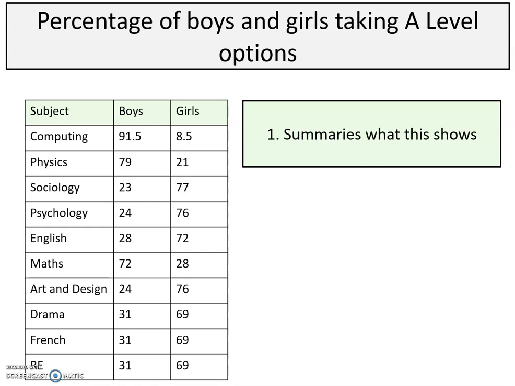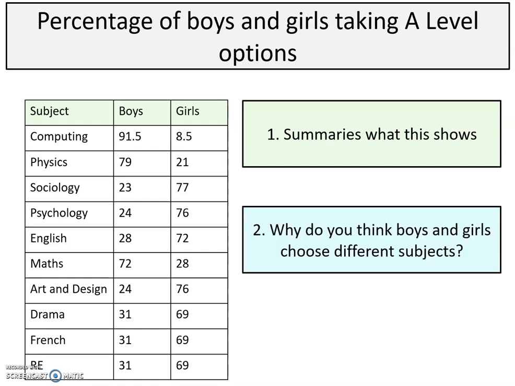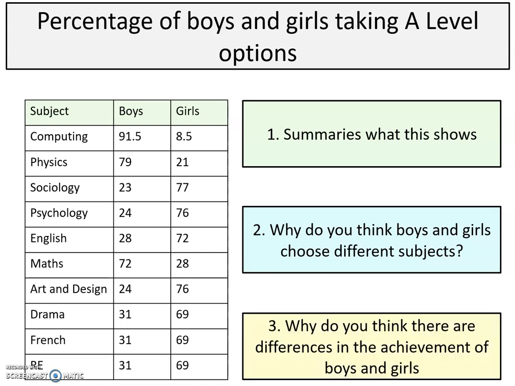In your own words, what I'd like you to do is summarise what this shows. Why do you think girls and boys are picking those subjects? What influenced you to pick your GCSE options? What might influence you to pick your A-level options? Why do you think you might pick those? Sorry, rephrase: why do you think there are differences in achievement?